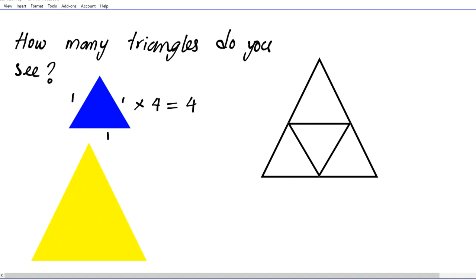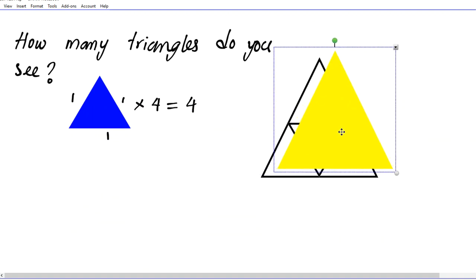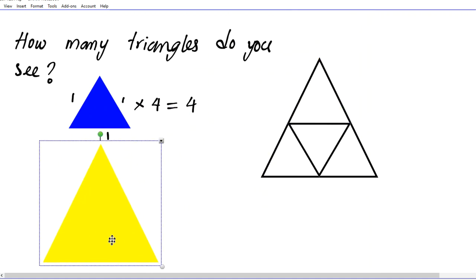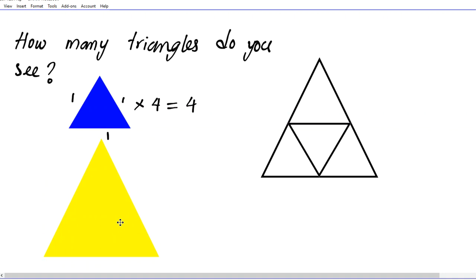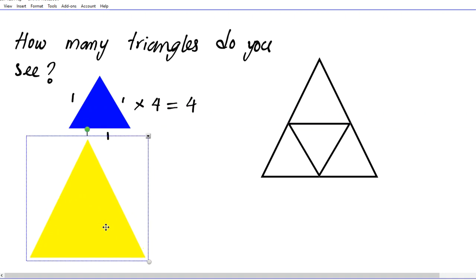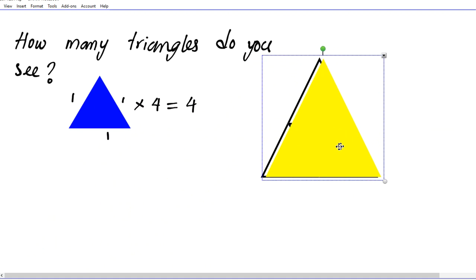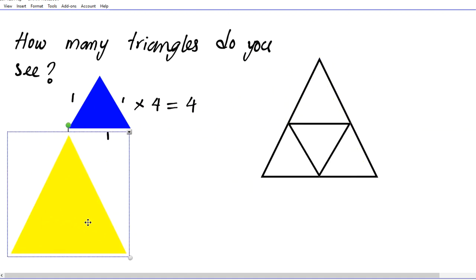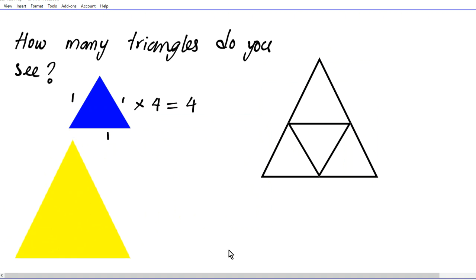Alright, now how about this bigger triangle right here? If I place this triangle right here, if you look at the dimensions of the sides right here, we have 2 of these 1 by 1 triangles at the base right here. So I'm going to call this my 2 by 2 triangle. Okay, so how many of these 2 by 2 triangles do you have here? If I overlap it right here, you can see that we have exactly 1 of the big triangle in this composite figure. Alright, so for my 2 by 2 triangle, we have exactly 1.